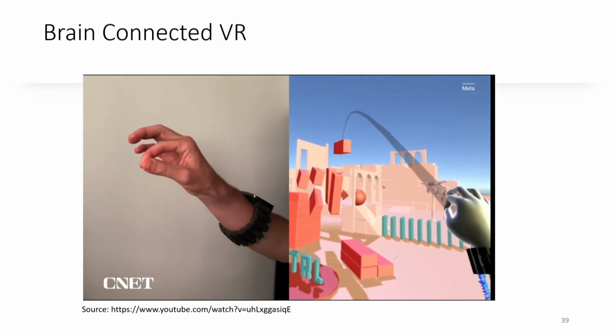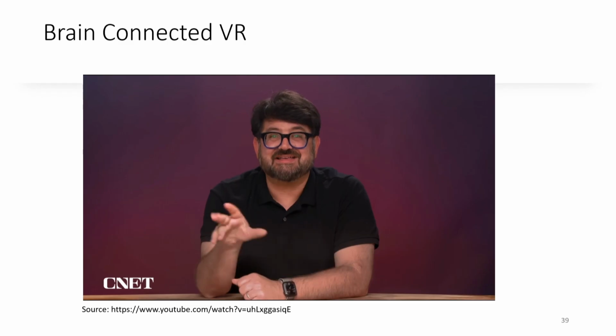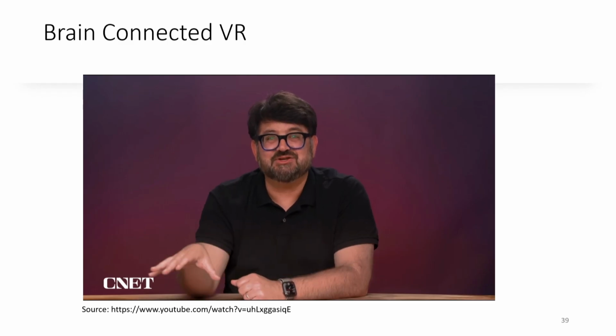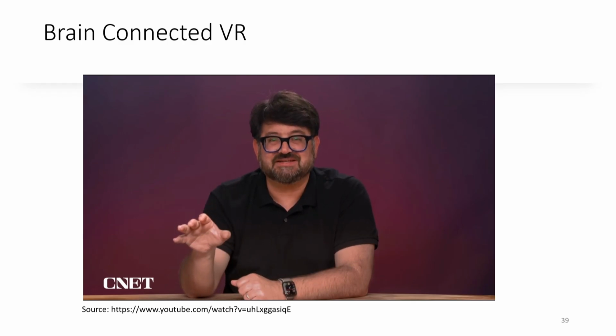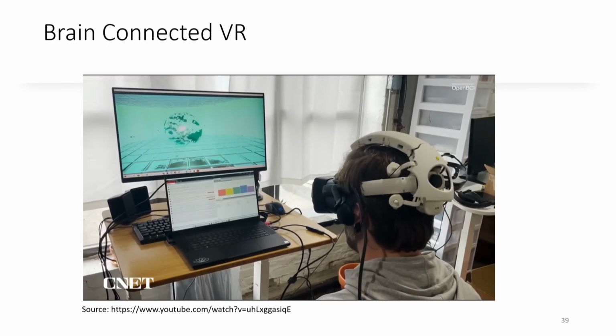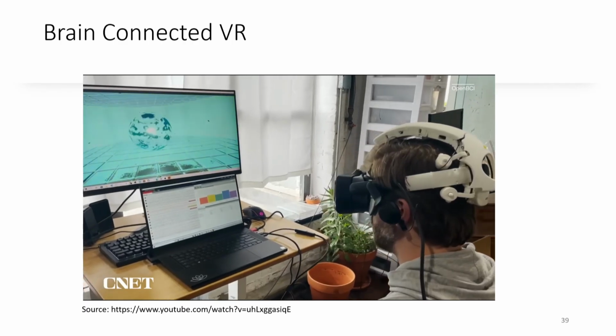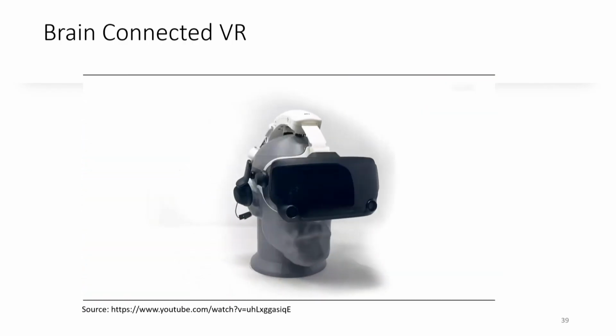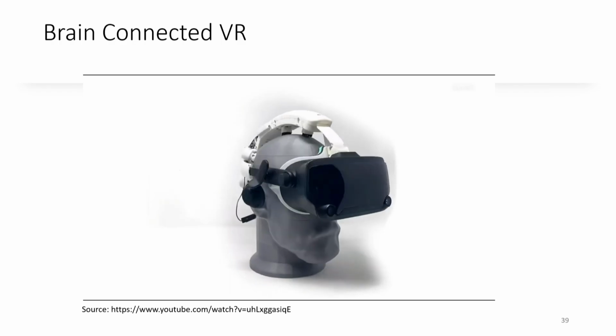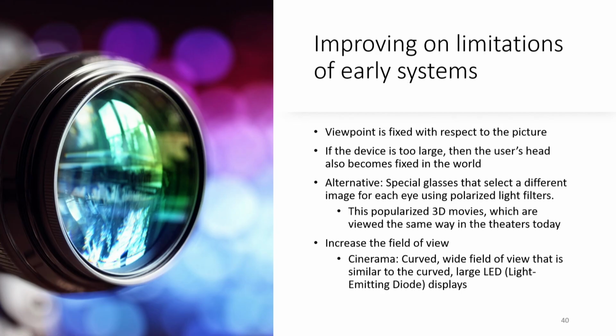Your hand movements are continuously tracked, and you are able to use gestures. And your thoughts are being continuously processed to affect the virtual world. So, a number of efforts have been made to improve the limitations of early systems. In early systems, the viewpoint is fixed with respect to the picture. If the device is too large, then the user's head also becomes fixed in the world.